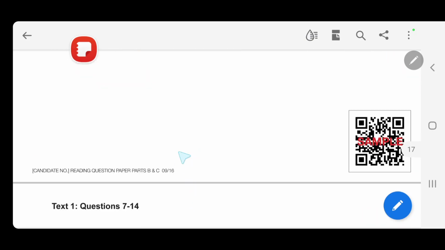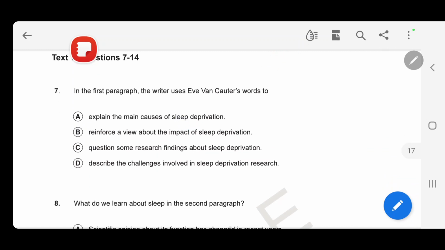So you can see that we have options. They have not discussed the main causes, so we cannot select that. They have not discussed the research finding. No. Neither have they discussed challenges. So we are left only with B. That is the right answer. We'll mark it.